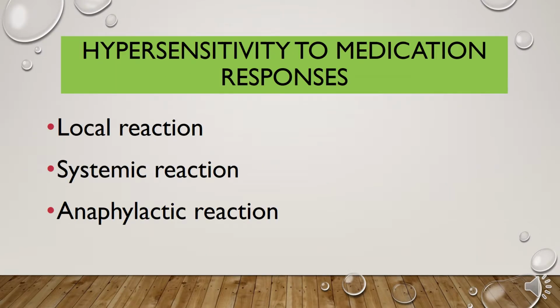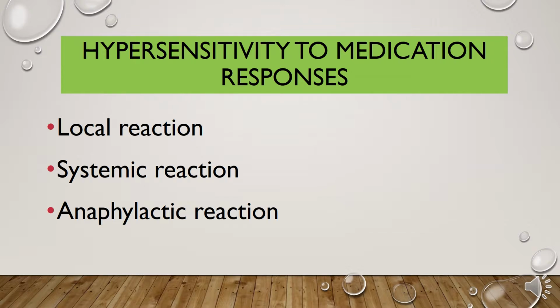Hypersensitivity to medication responses. So there's three different types of responses you can have. You can have a local reaction, a systemic reaction, and an anaphylactic reaction. You guys should pretty much know what these three are, but we'll still go over them just so you know. So obviously, if you think of a local reaction, it's just going to be something at the site. So you're going to have redness, swelling, inflammation, that kind of thing at a local site.